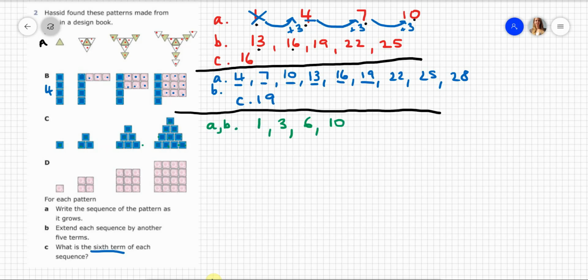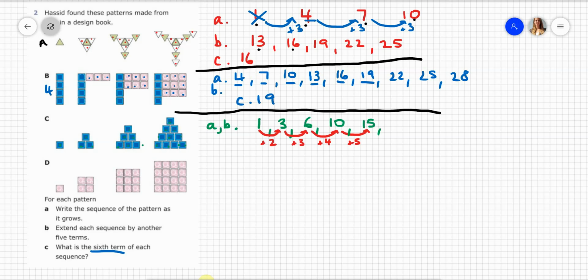Now this is a little bit different to the patterns we've seen so far. So what's happening? Well, here I'm adding 2. Here I'm adding 3. Here I'm adding 4. So I think to extend this, I add an extra one each time. So I think next I've got to add 5. So it's going to be 15.